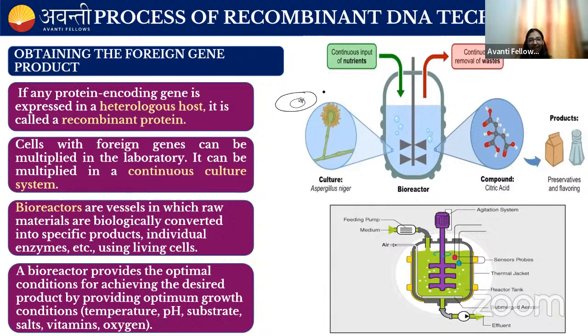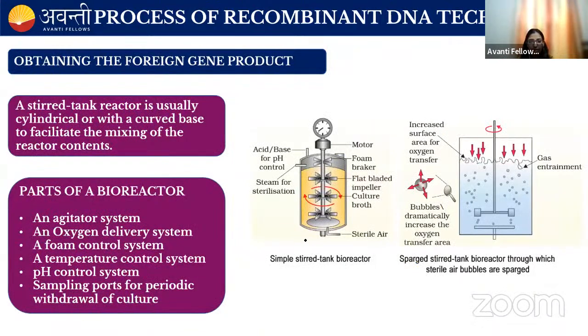There are two types of bioreactors: the simple stirred bioreactor and the sparged bioreactor. A bioreactor should have good aeration, proper acid-base control, proper temperature control, and a proper foam breaker blade. These are the characteristics of bioreactors. This is the simple stirred bioreactor and this is the sparged bioreactor. You can see that in the sparged one, there is an oxygen tube which is supplying the oxygen.